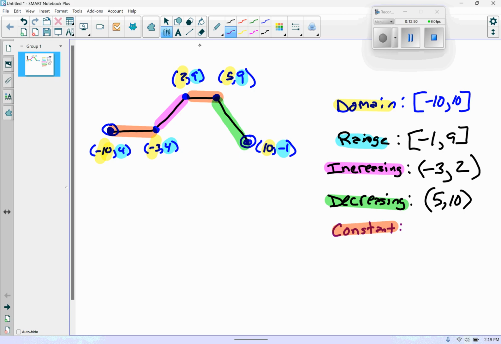All right. I'm going to have 2 answers for this. So, one of my constants is from -10 to -3, which takes care of this one. Agree? What's the other one? 2 to 5. Very good.